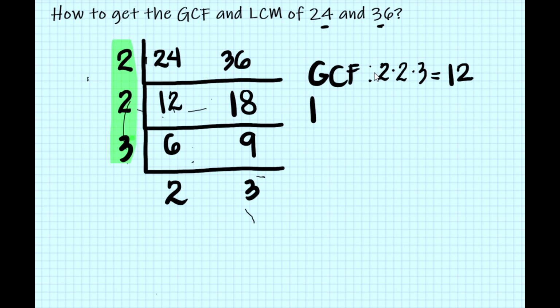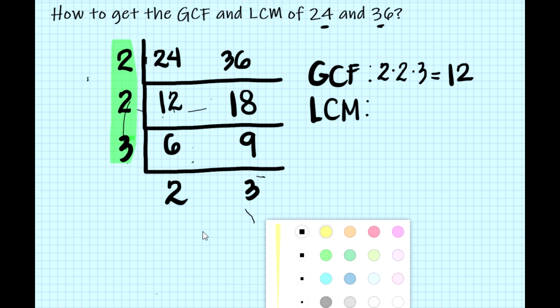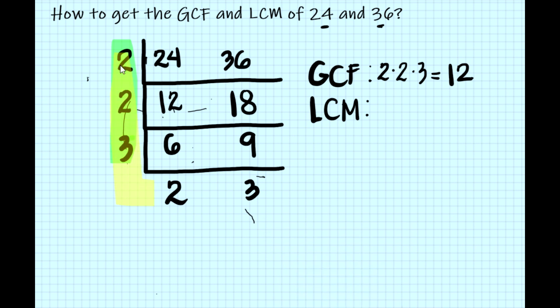And for us to get the LCM, paano naman natin malalaman kung ano yung LCM? Kunin natin yung numbers mula dito sa gilid hanggang dito sa baba, forming a letter L for LCM. So, lista natin lahat ng numbers. Those are 2 times 2 times 3 times 2 times 3. Multiply all the numbers, which will give us 72 as our LCM. Okay?